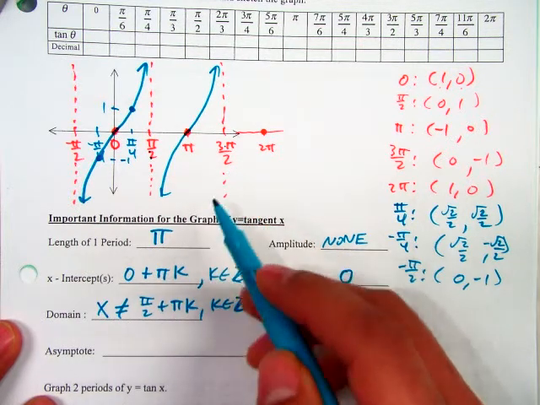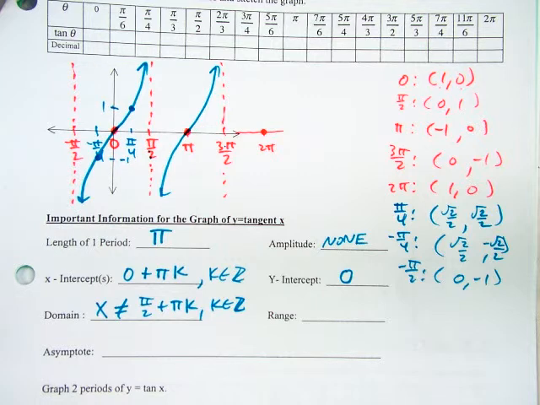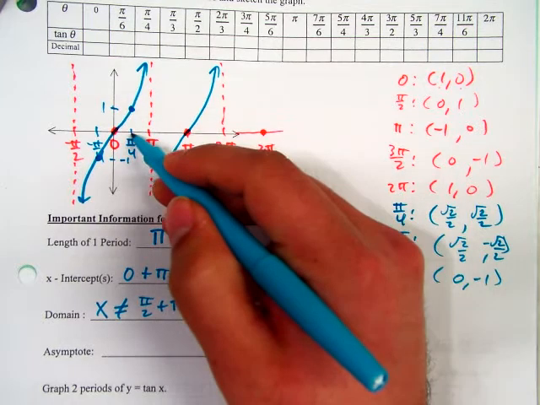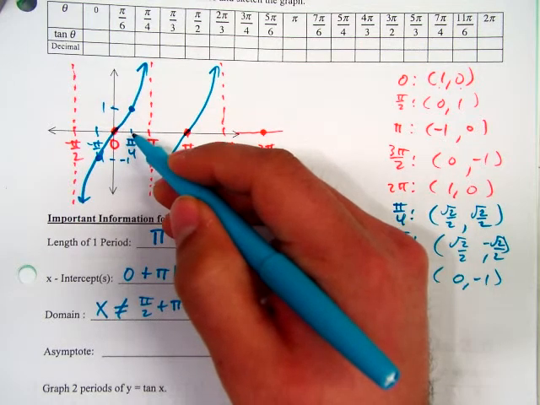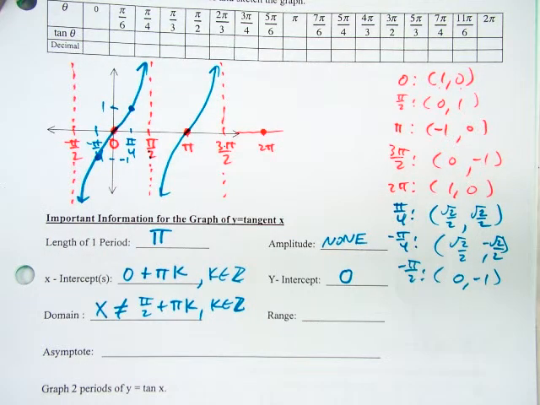Wait, for x-intercept, we can say, like, for example, pi over 4 plus pi k. Pi over 4 is not an x-intercept. For example, pi plus pi k is fine. Pi over 2. Yes.